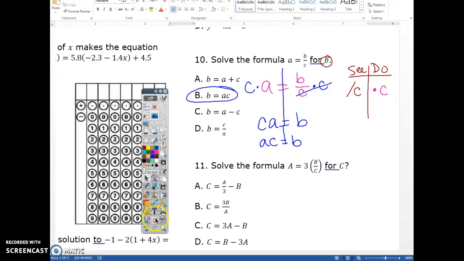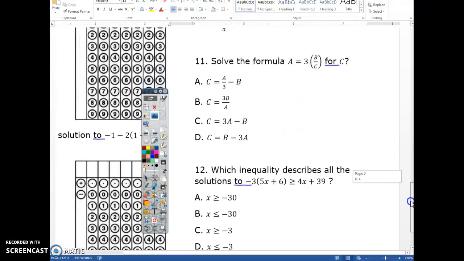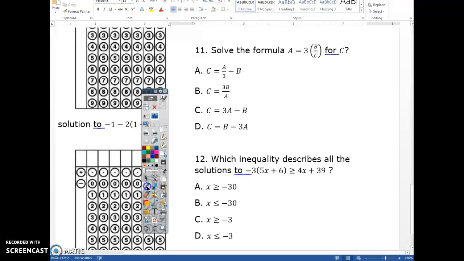Okay, the last one, number 11. This is the one that's a little bit tricky, so I need you to really pay attention. It's solving for C, but what is the C doing right now? It's at the bottom. So you cannot tell me that it's being divided by B because it's not being divided by B. The C is dividing the B. So I have to get rid of that C first, move it to the other side so I don't want that fraction.